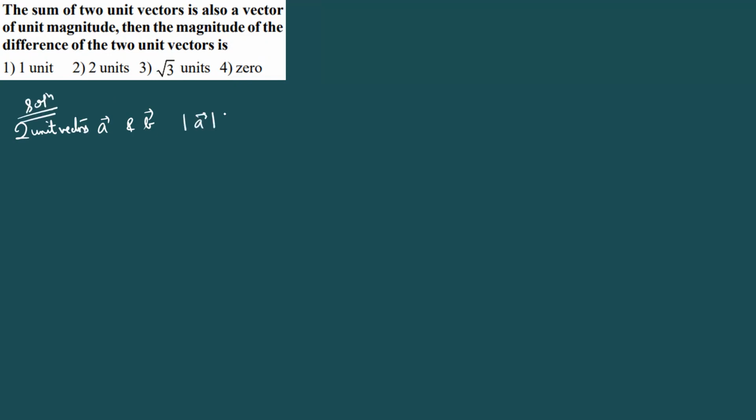Magnitude is equal to 1. You can write it as A cap also, it doesn't matter. And the magnitude of B vector is also equal to 1. He's telling the sum of two unit vectors is also a vector of unit magnitude. So I am going to add these two vectors. That means if I add these two vectors and take their magnitude, that is also going to be 1. Then the magnitude of the difference of the two unit vectors is, I need to find the subtraction of the two vectors' magnitude. So I'll be using the corresponding formulas.